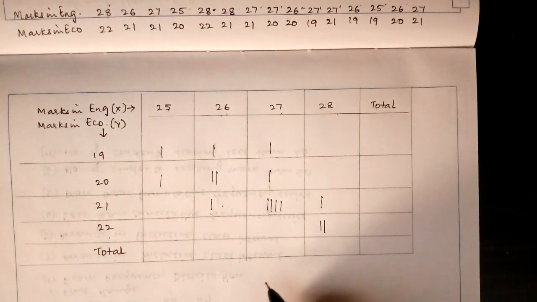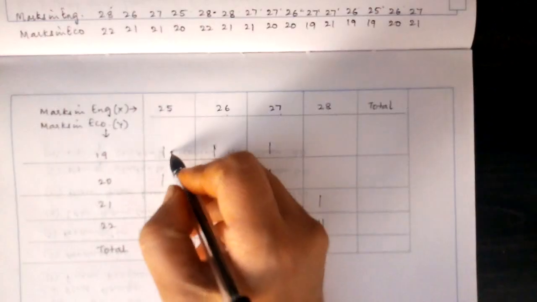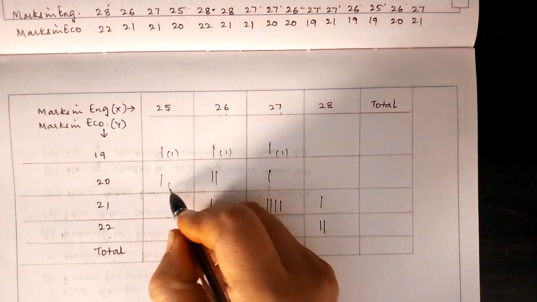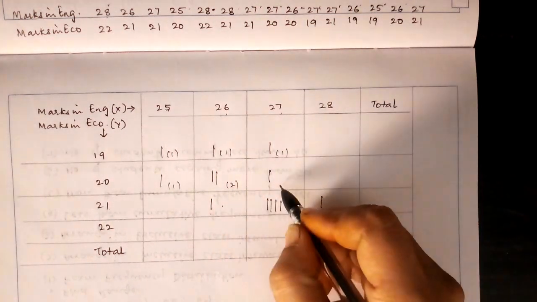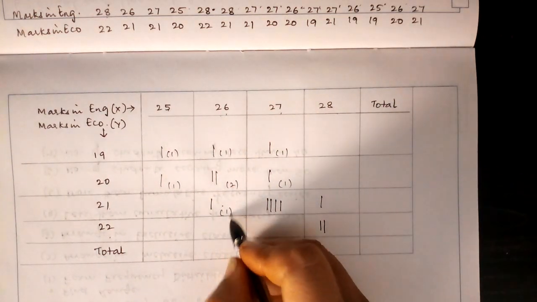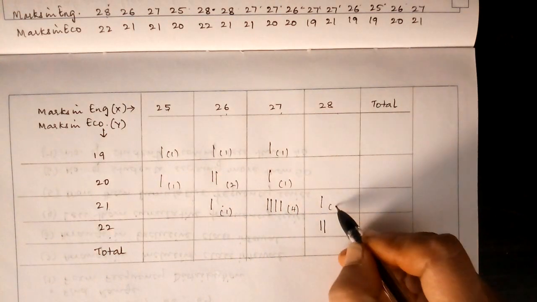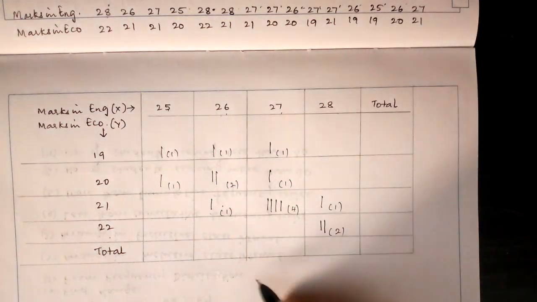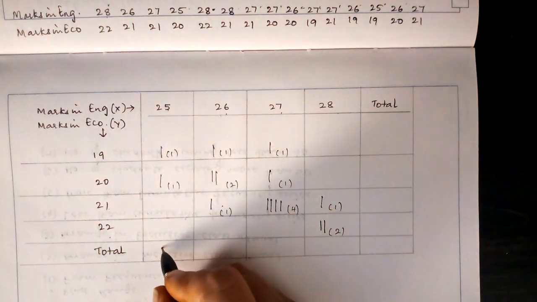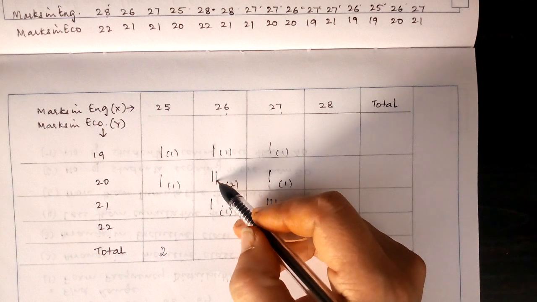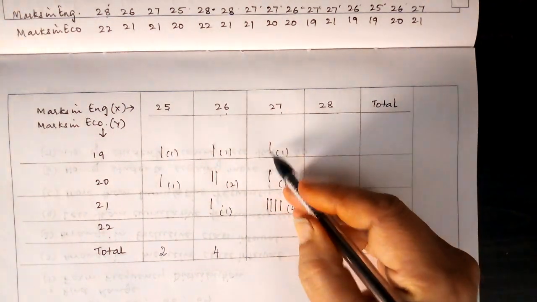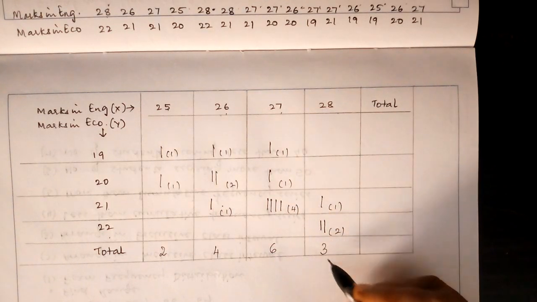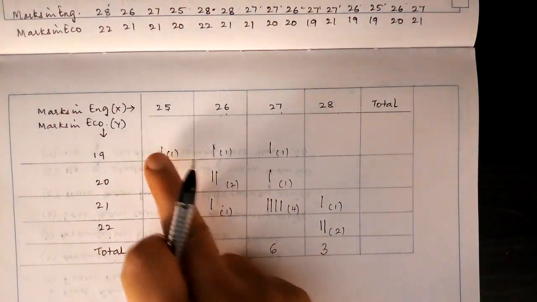Let's write down the total tally in brackets. Here we have only 1, here 1, here 1, 1, 2, 1, 1, 4, 1 and 2. Okay. So let's total the columns. 1 and 1, 2. 1, 2, 3, 4. 1, 2 plus 4, 6. 1 plus 2, 3. Similarly, let's total the rows. 1, 2 and 3.